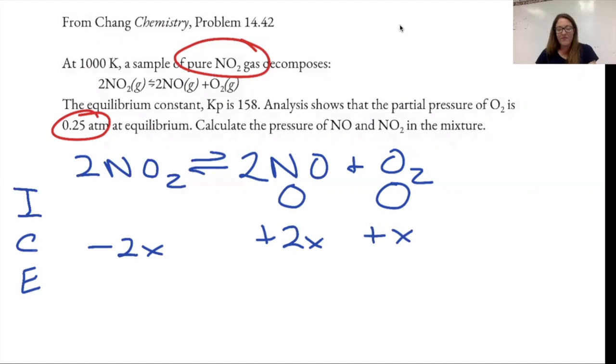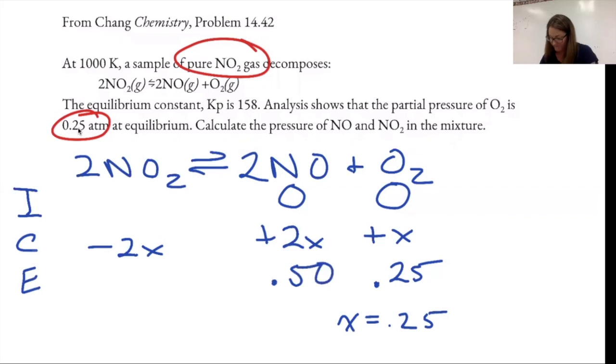We are told that at equilibrium, the O2 is 0.25. Now I can clearly figure out what x is. 0 plus x equals 0.25, x equals 0.25, meaning the NO at equilibrium would be 0.5. I still don't know the NO2, but I have part of my answer to this problem done.